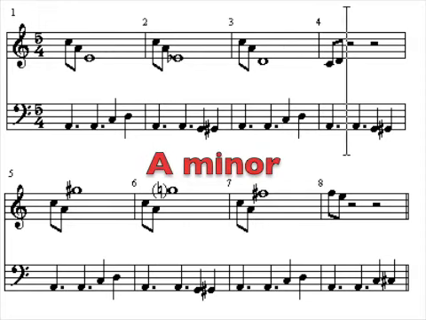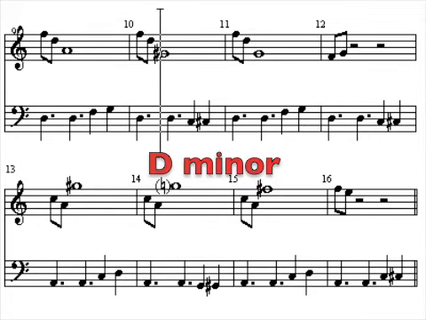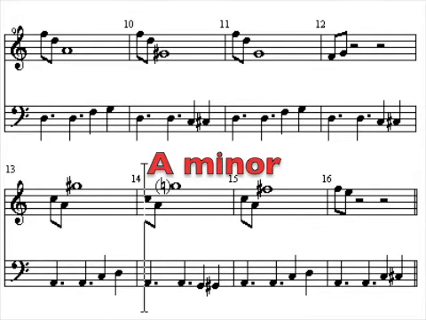Round A minor for 8 bars, then round D minor for a further 4 bars where the melody just shifts up a fourth to the subdominant of the key, then back to A minor for the last 4 bars.